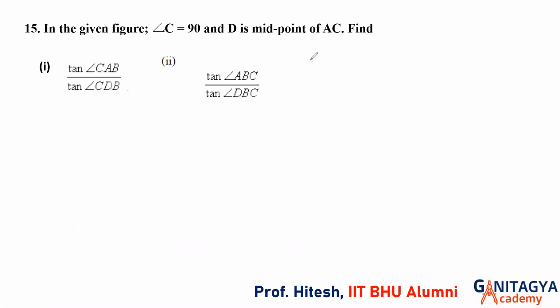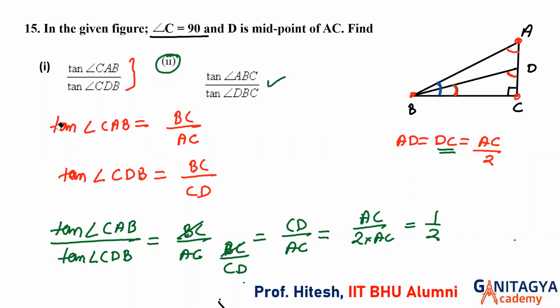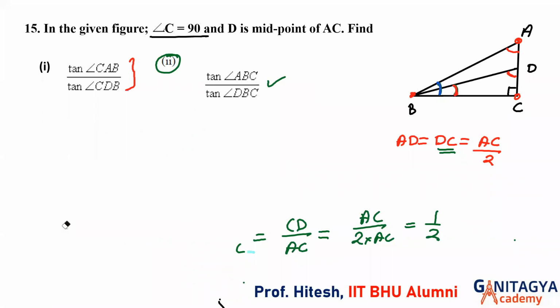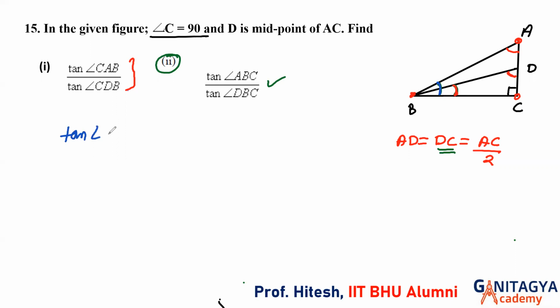So second one is, wait for 1 minute, let me clear this, because figure we have to redraw. So now we have to find out tan angle ABC. So ABC bigger triangle we have to see. So in ABC, perpendicular upon hypotenuse. So perpendicular is AC upon hypotenuse is AB.